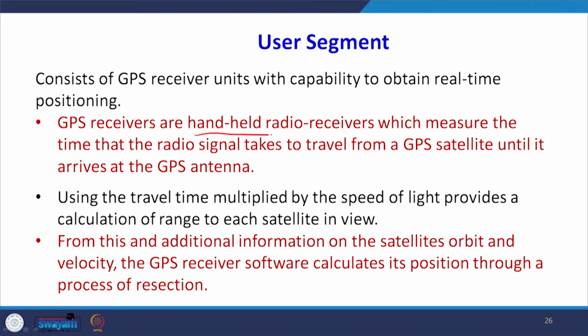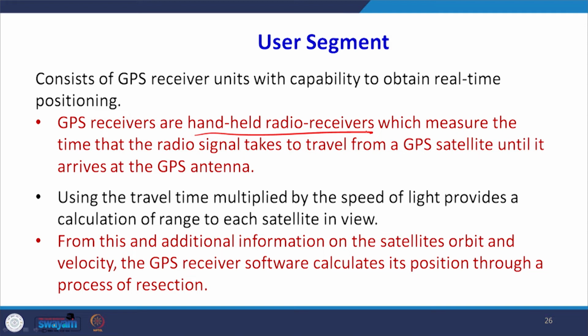So, you have to buy that receiver unit which can give you real time positioning data, x, y and z coordinates. We have different types of receivers nowadays available in the market. We have the handheld radio receivers which will measure the incoming signals from the GPS satellites, and the travel time of the signal is multiplied by the speed of light, so that we know the range, the distance between the satellite and the receiver.